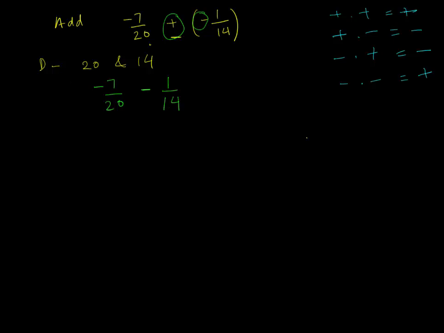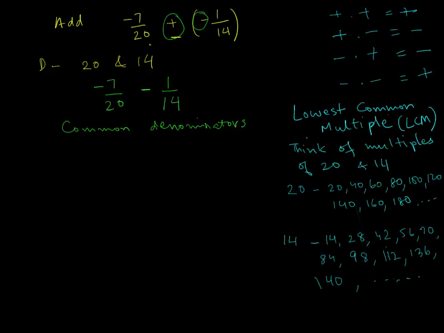So the next step would be, how do we find the common denominator? We will need that so that we can add these fractions. So we know that to find the common denominator we need to find the lowest common multiple of the denominators. The denominators in this case are 20 and 14.